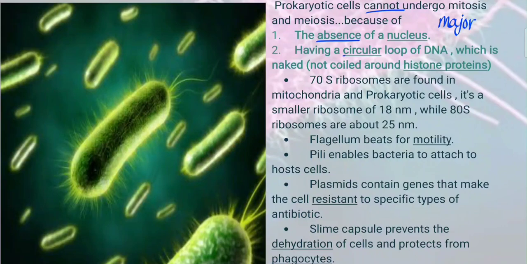It has a circular loop, which you can call an unreactive loop of DNA. It's not involved in these. It's not coiled around histone proteins. That's what we've discussed lately. The 70S ribosomes are found in mitochondria and prokaryotic cells, while there's another type, the 80S ribosomes, which you can find lying freely in the cytoplasm or on the rough endoplasmic reticulum.